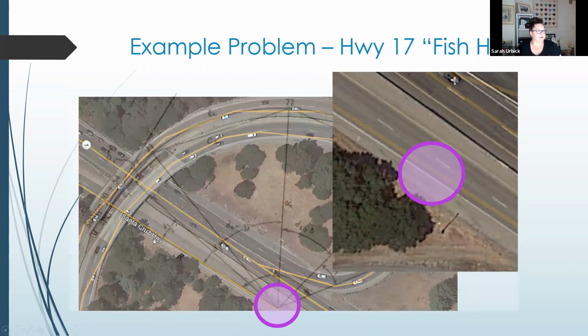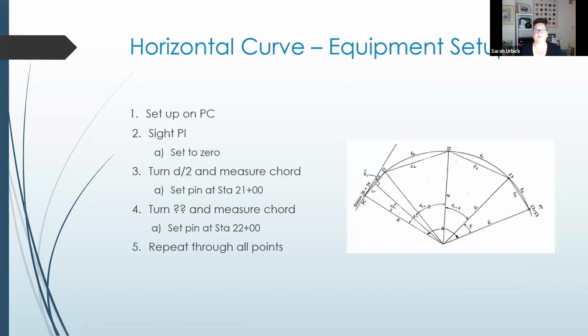All right, looking at setting up our equipment. How do we go about it? Where do we want to do it? I don't want to contradict anything you guys have been discussing in lab. The overall thought process is we set up on our point of curvature, so it's the start of our curve, right? And we sight in and zero out our equipment on our point of intersection. We can find that information. Okay, so that's going to be our 0 point.